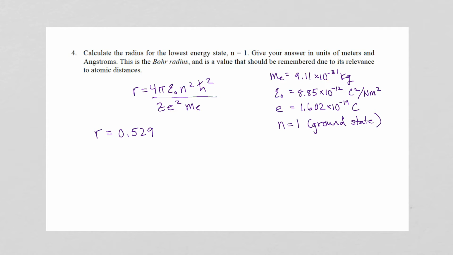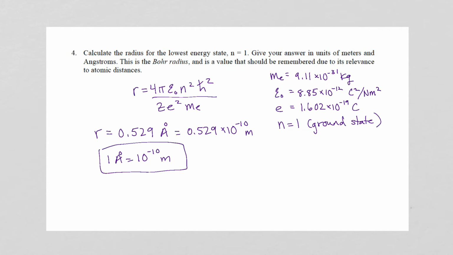0.529 angstroms. Also known as 0.529 times 10 to the minus 10 meters. Alright, so you probably got the meters first, but remember 1 angstrom is equal to 10 to the minus 10 meters. Okay, this is a very important unit for chemists to be familiar with, the angstrom.